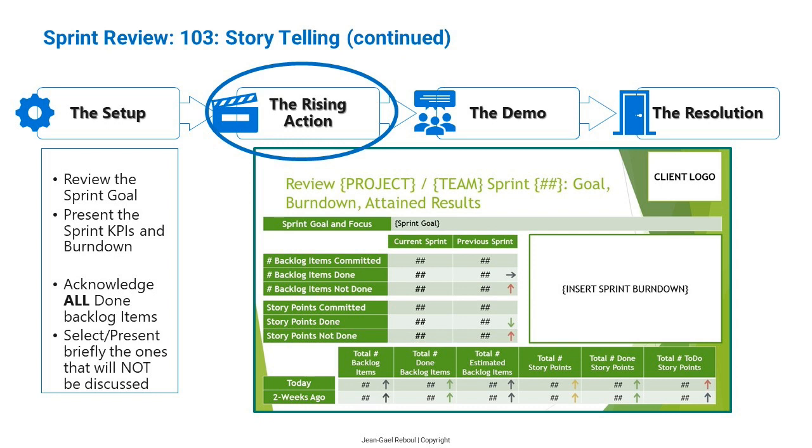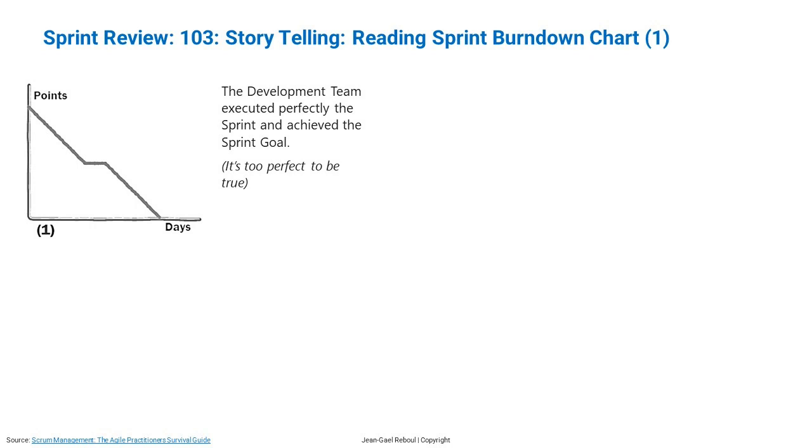Okay. For fun, why don't we look at a few burndown charts and figure out the story behind each chart? Let us look at this first burndown chart. As you can see, the development team executed perfectly the sprint and achieved the sprint goal to the teeth. But, let's be honest. If your team manages to get this type of burndown chart, they very likely fake it. It's just too perfect to be true. And so, you should definitely bring it up to the sprint retrospective as a discussion point.